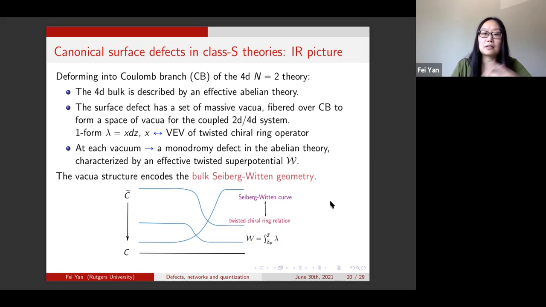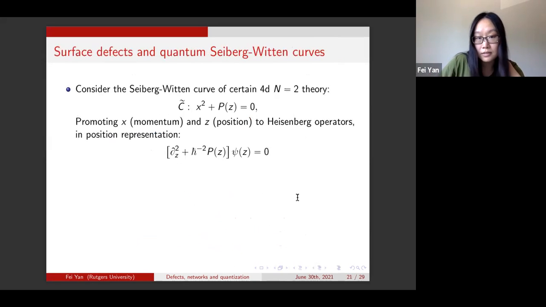So this is some sort of classical story. It's a nice story which tells you that if you consider the vacuum structure of the coupled 2D-4D system, after you insert some two-dimensional surface defect, that structure actually tells you the bulk Seiberg-Witten geometry. So one could ask whether one could use this kind of picture to quantize the Seiberg-Witten curve. And what do I mean by quantize the Seiberg-Witten curve? By quantization, I mean quantization in the sense of algebraic curve.